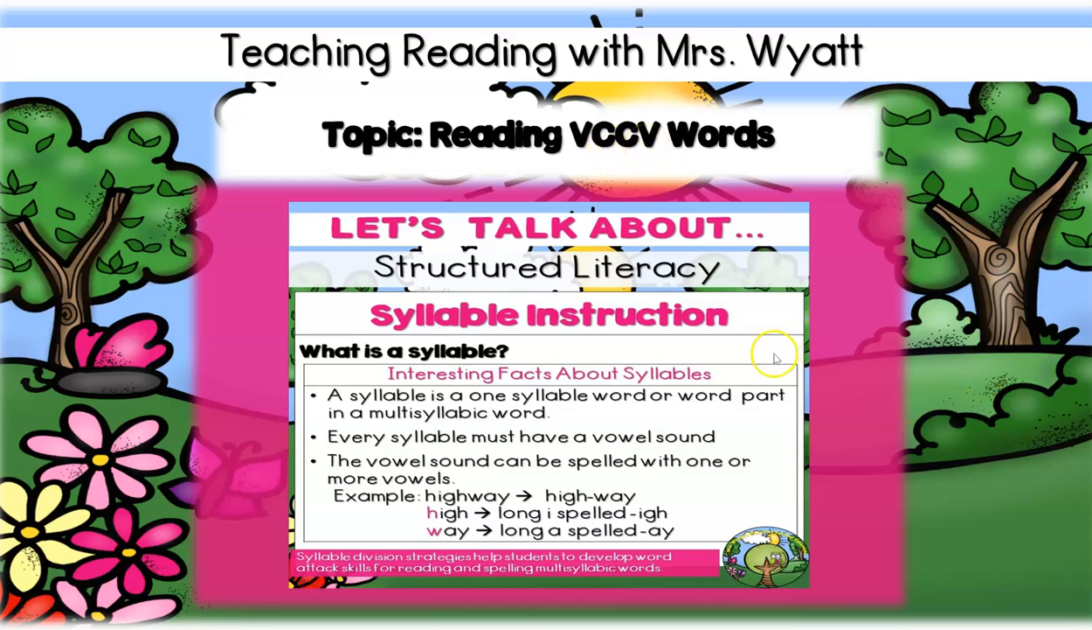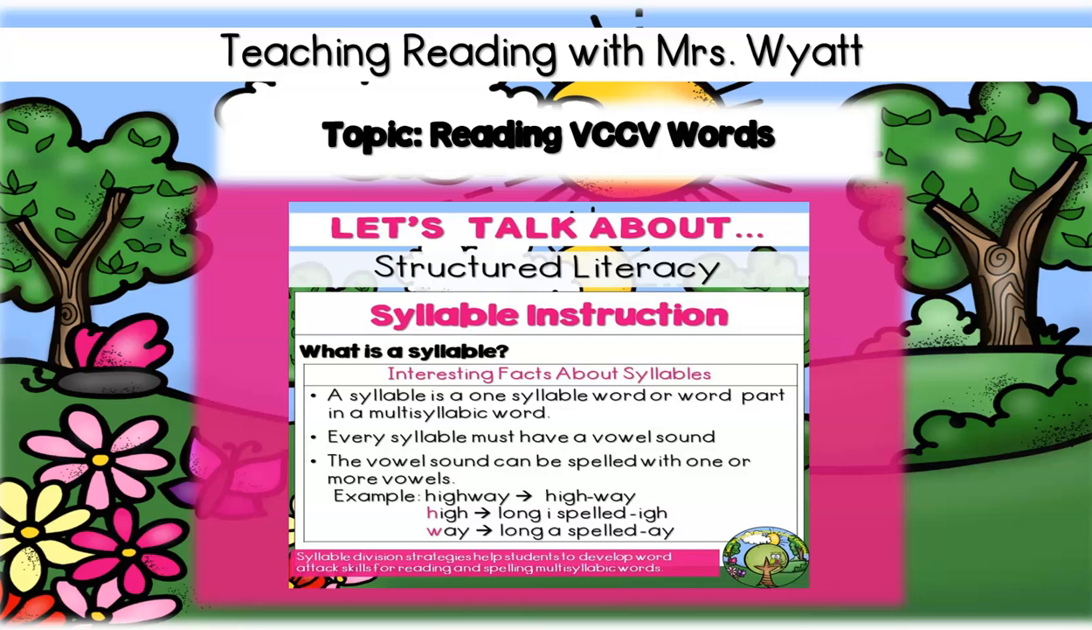So to begin, let's talk about what exactly a syllable is. A syllable can be a single-syllable word, like cat, flash, brush, or it can be a multisyllabic word where you have word parts, and each word part is considered a syllable. Every syllable must have a vowel, because vowels are continuous sounds, and they are like the glue that holds all of the letters together.